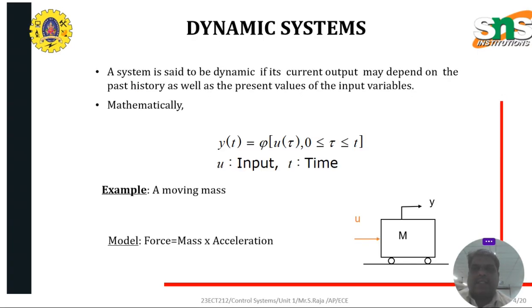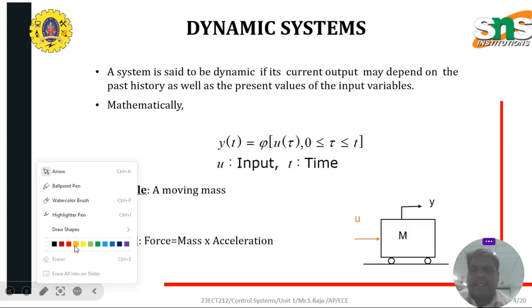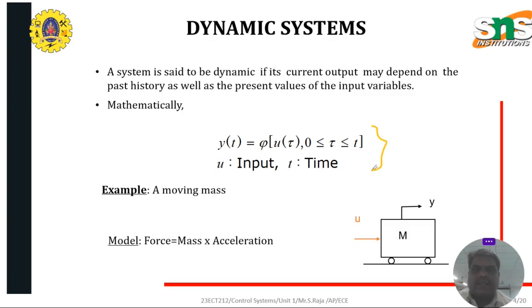Now we see a small example of a moving mass. A system is said to be dynamic if its current output may depend on the past history as well as the present value of the input variables. Mathematically, it is written as y of t is equal to psi of u of tau, with tau limited from 0 to t, where u is the input and t is the time period. And this model can be calculated by force is equal to mass into acceleration.